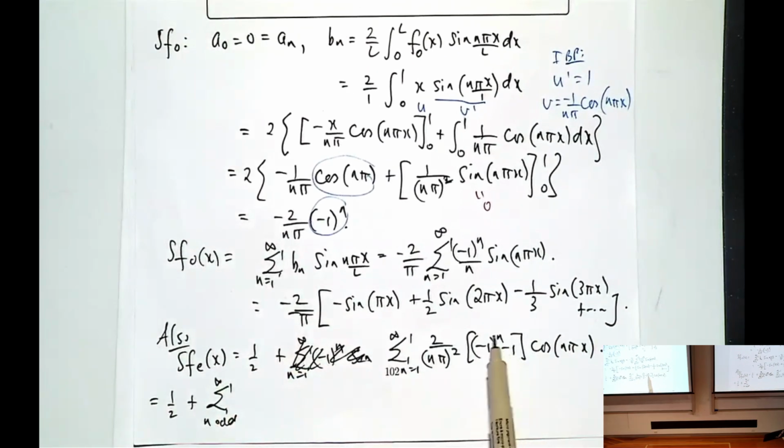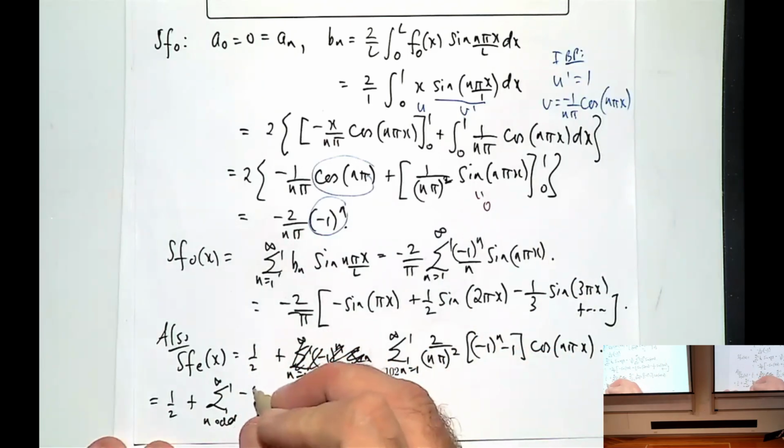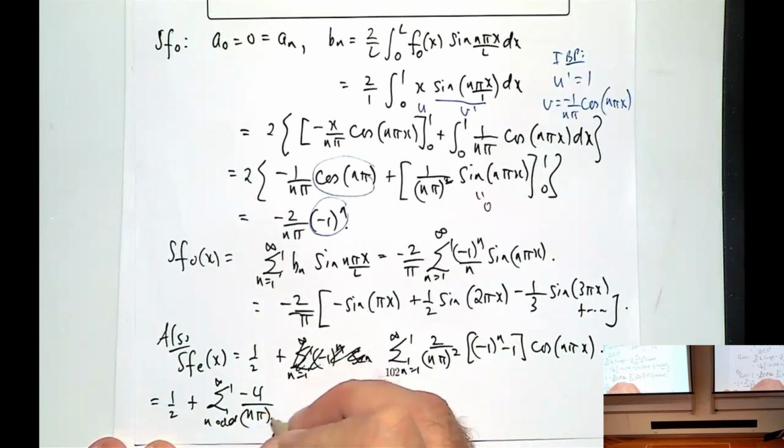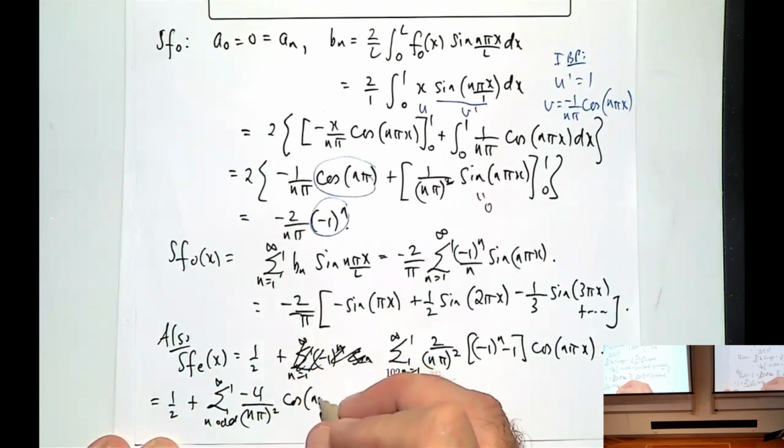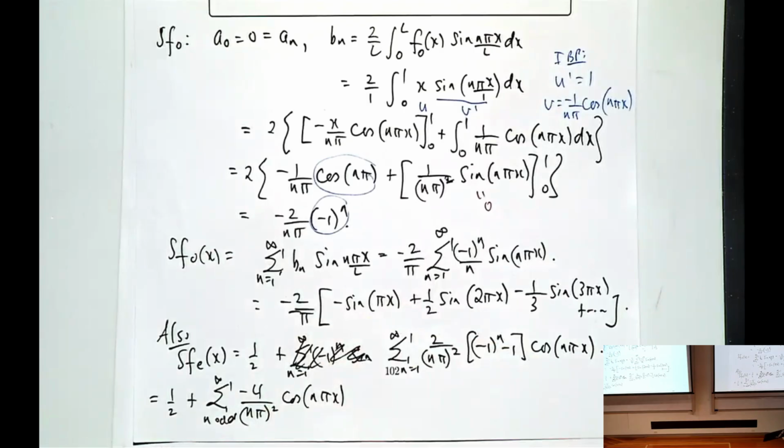Because when n's even, what happens to this square bracket? Who can tell me? When n's an even integer, what happens? It just disappears, exactly. So when n's odd, we'll get -2 here. And you multiply that by the 4, you get -4. So okay, now if you don't like summing over the odd integers in this summation sign, that's okay. I did show you a third way to do this. Basically, you replace n with 2k minus 1.